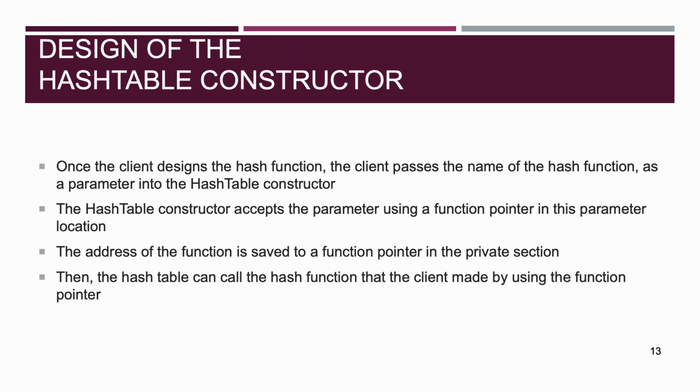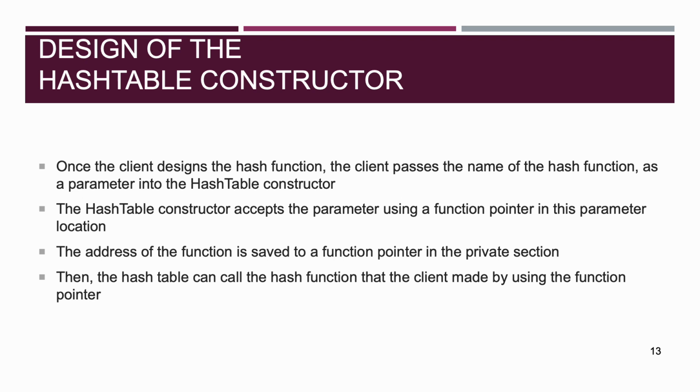Okay, now let's discuss how we can use function pointers in designing a flexible constructor for a hash table. First, the client designs their own hash function based on their specific requirements. Once they have this function, they pass its name as a parameter when creating an instance of the hash table. Second, the hash table constructor accepts this parameter as a function pointer, allowing it to reference the client's custom hash function.